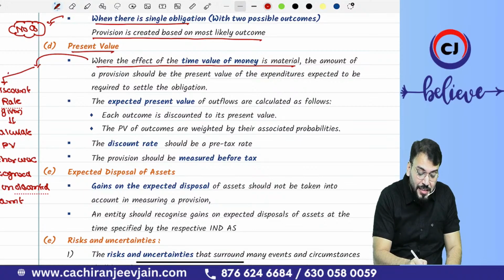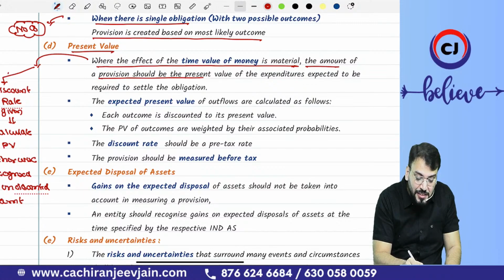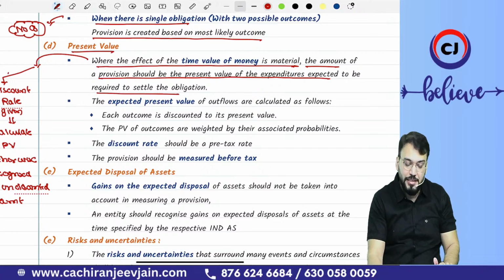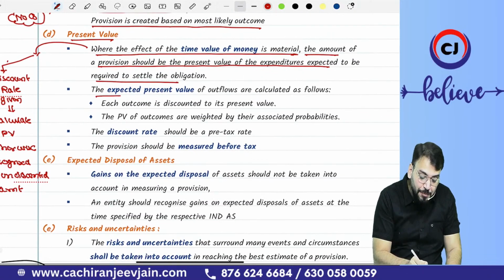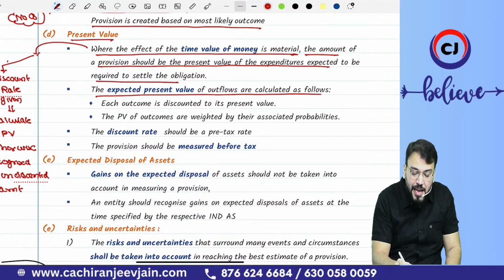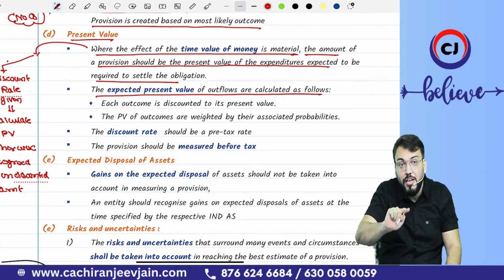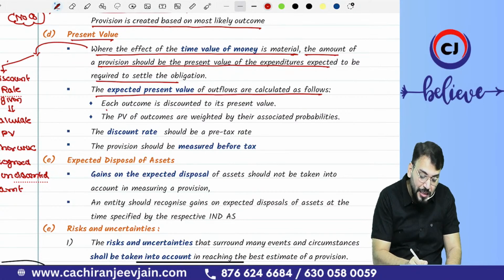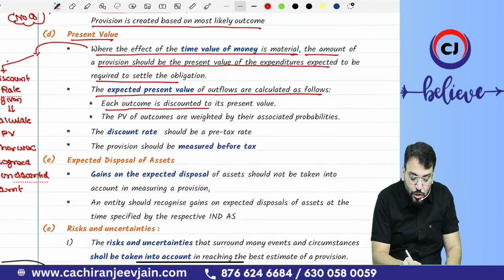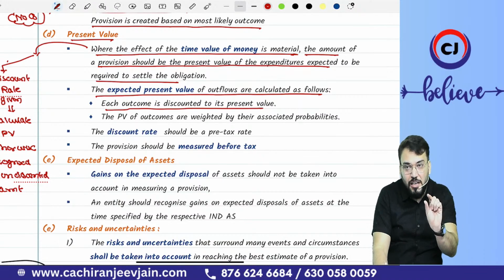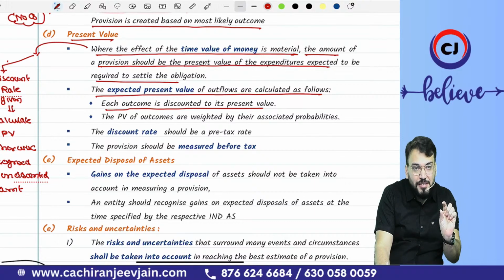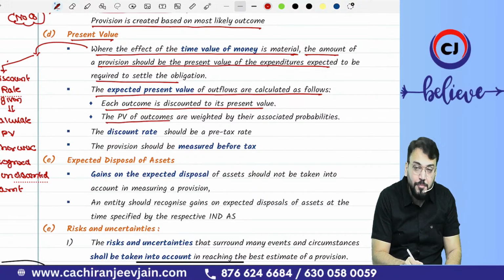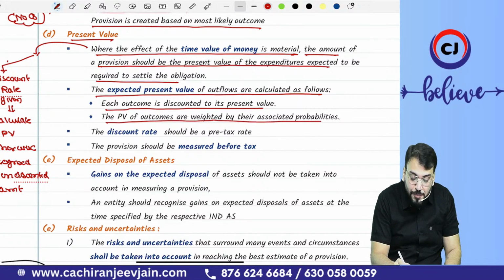Where the effect of time value of money is material, the amount of provision should be the present value of expenditure expected to be required to settle the obligation. Now, expected present value of outflow is calculated as follows. Each outcome is discounted to its present value. The present value of outcomes are weighted by their associated probability.